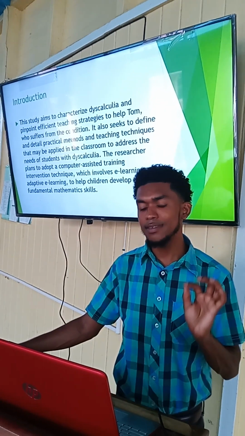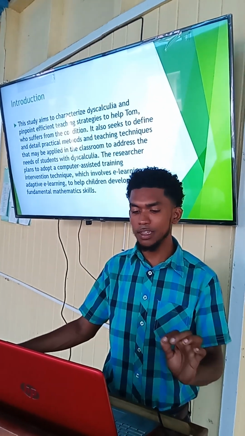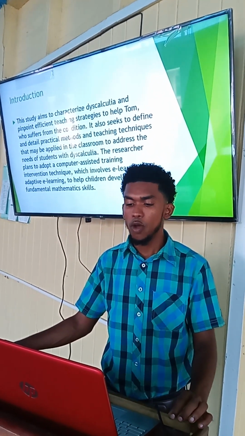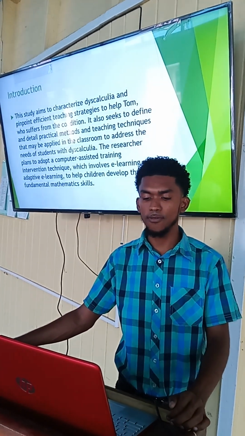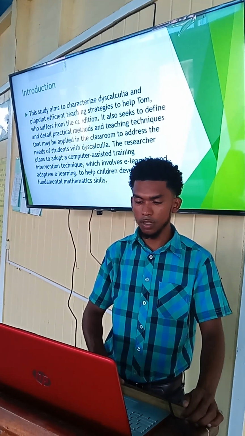The researcher plans to adopt a computer-assisted training intervention technique, which involves e-learning and adaptive e-learning, to help children develop their fundamental mathematical skills.